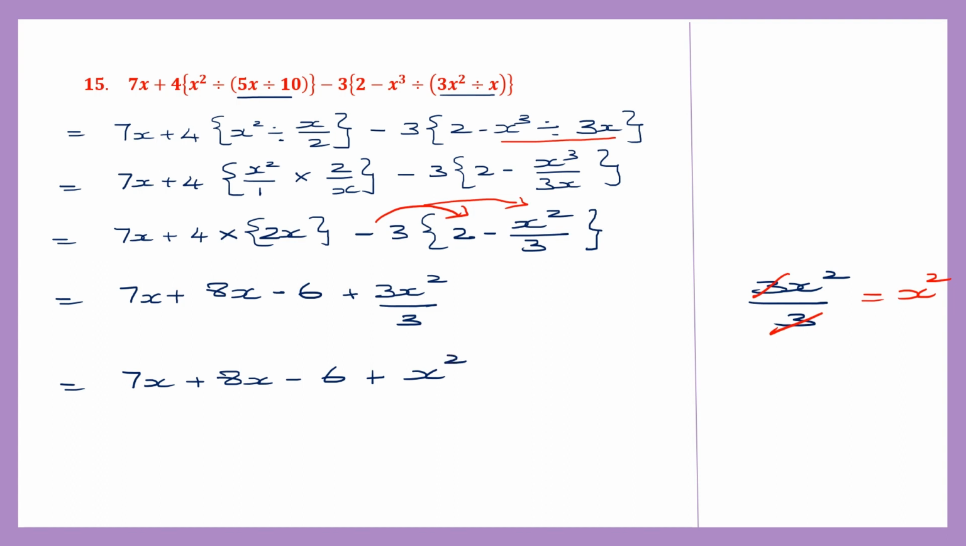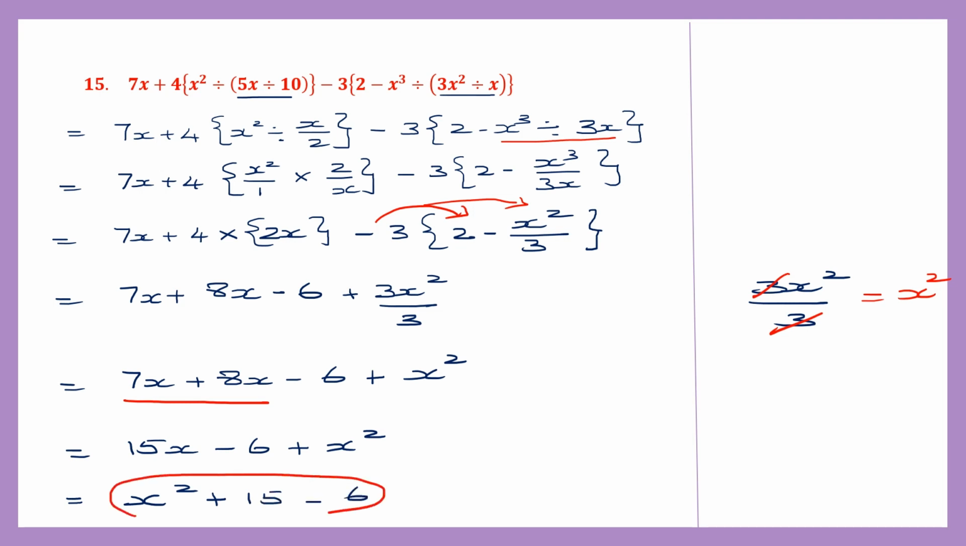Now let's work on the like term. So this becomes 15x, isn't it? 7 plus 8 is 15. 15x minus 6 plus x square. Let's write the powers in descending order. So that becomes x square plus 15x and we write minus 6. So this is our final answer.